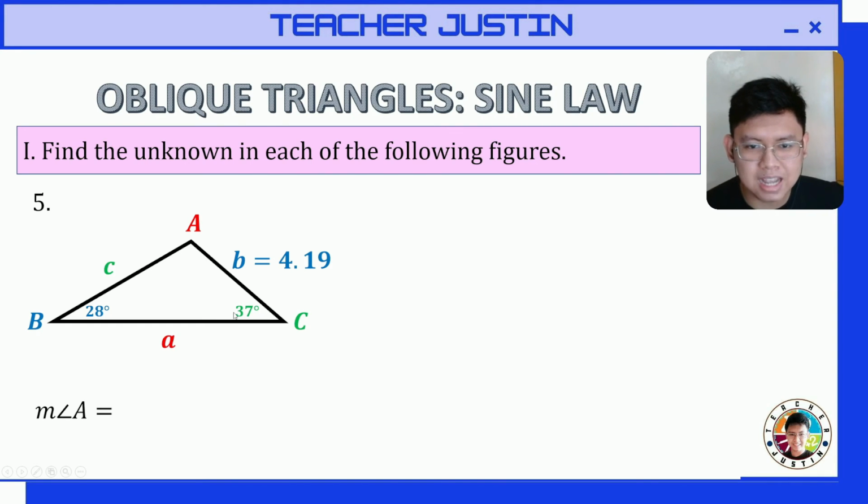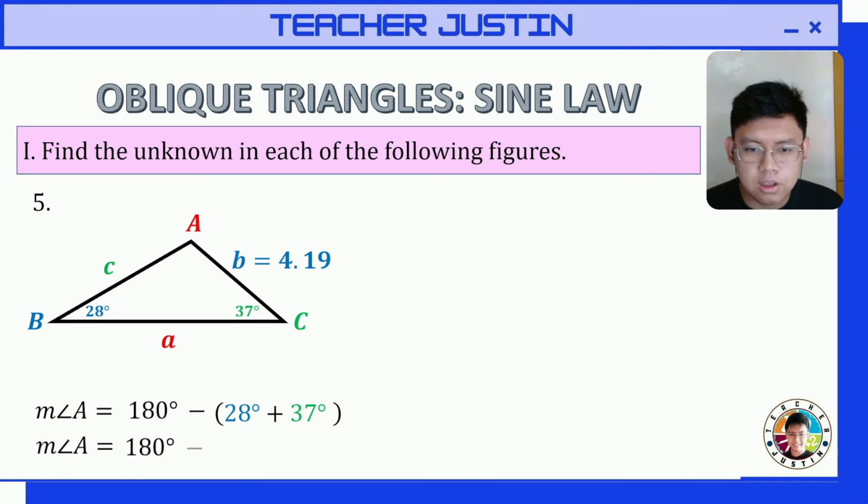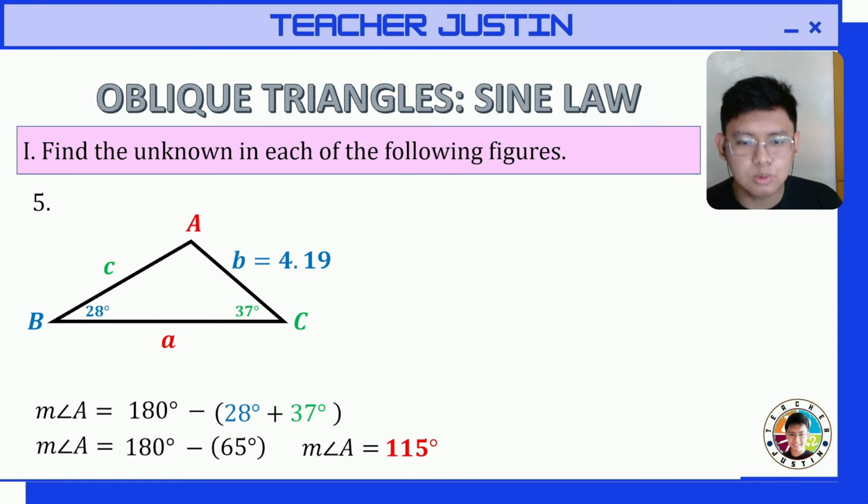So, measurement of angle A is equal to 180 degrees minus the sum of the two given angles. So, add natin yung dalawang angles. That will give us 180 degrees minus 65 degrees. Now, subtract natin si 65 degrees kay 180. The measurement of angle A will be equal to 115 degrees. So, lagay natin dito, 115 degrees. So, nakuha na natin yung interior angles ng ating triangle.